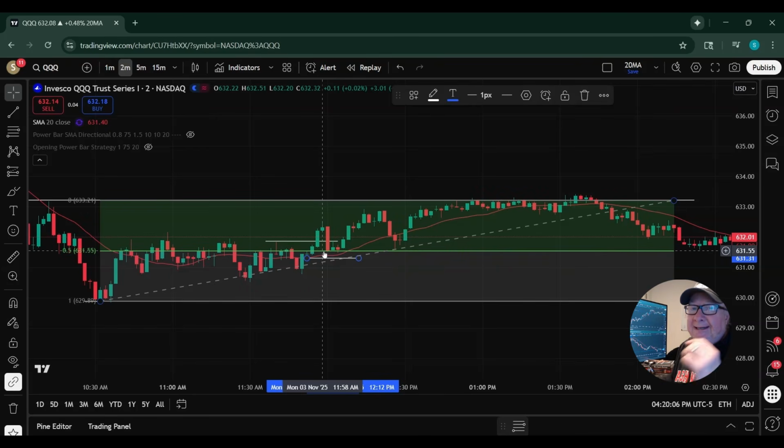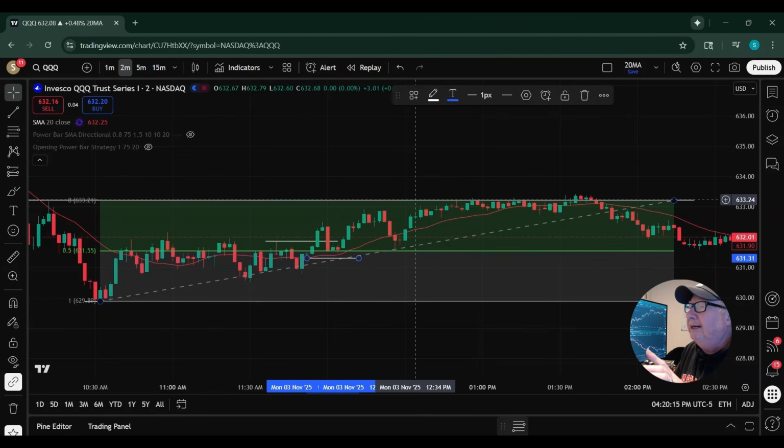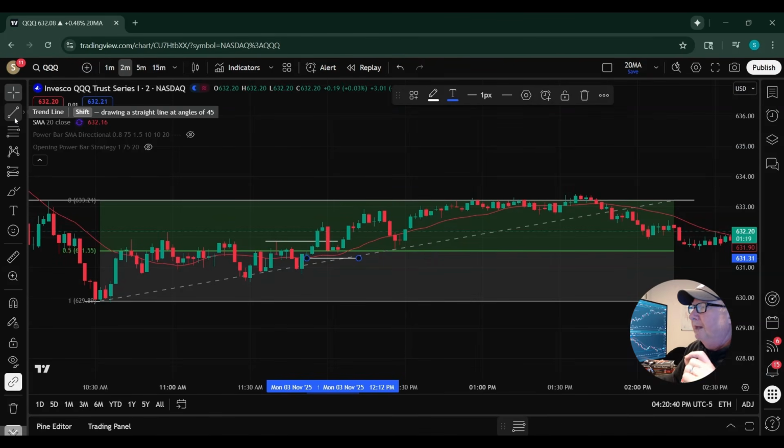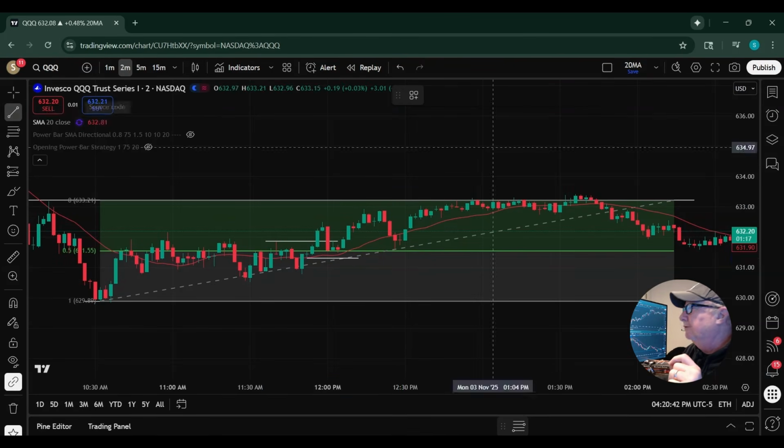Because it's originating near that 50% mark, I'm not looking for a huge amount of profit in this trade. So I'm lowering my expectations for the trade. So my profit target is going to be basically the top of the range. The same thing happens later in the day, but this is a better trade, and I'll show you why.